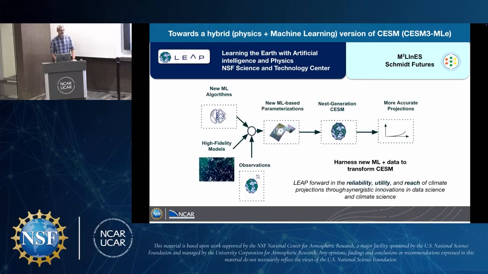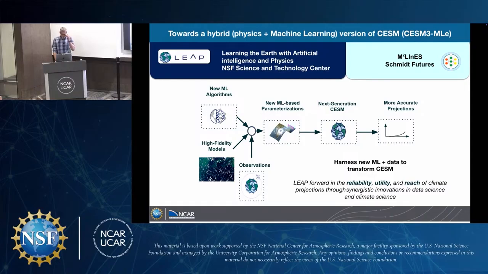And the idea here is that we can build, taking advantage of new machine learning algorithms combined with high fidelity models and a huge range of Earth observations, new machine learning based parameterizations and new machine learning based parameter optimization methods to build what we are calling our next generation ESM. We're hoping to have more accurate projections. And there's some evidence that this is going to work, and we just had a workshop last week on implementation to try to move that forward.